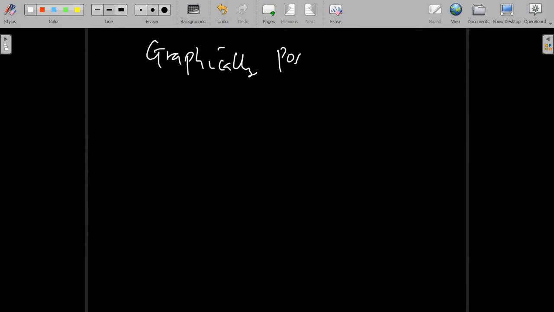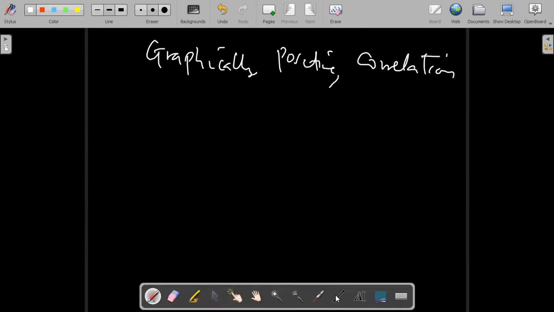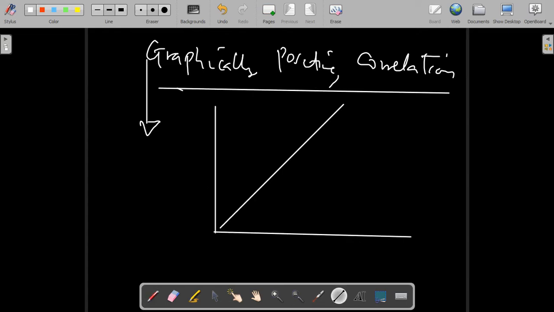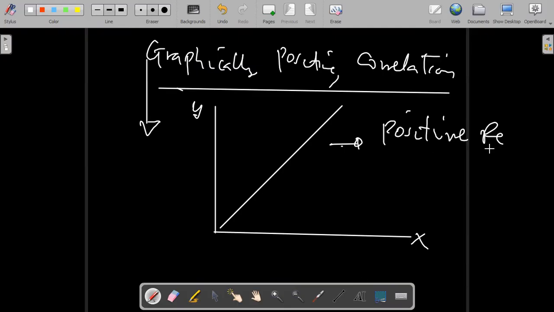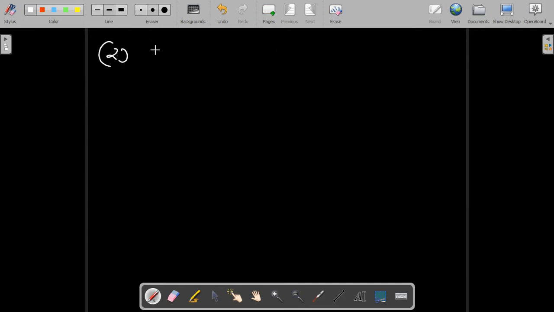So here is the graphical representation of positive correlation. On the left hand side we draw the graph, whereby we have y, the dependent variable, and x on the x-axis. So we actually observe y and x moving in the same direction.